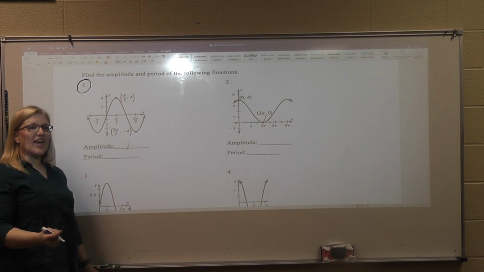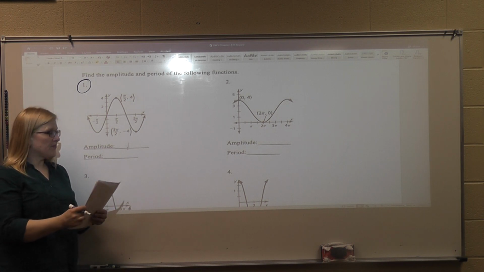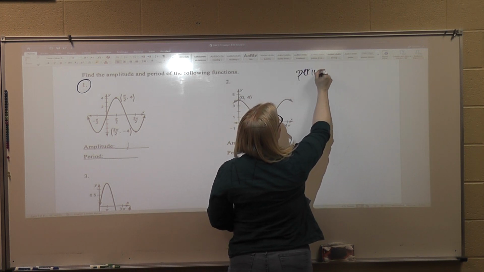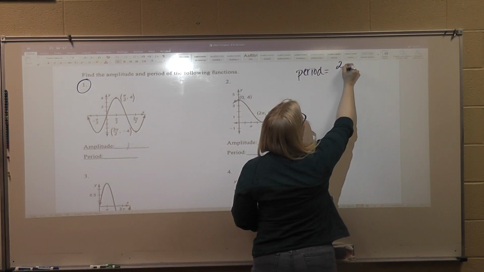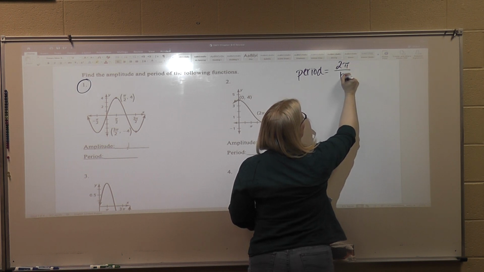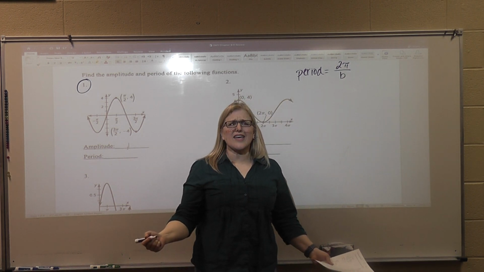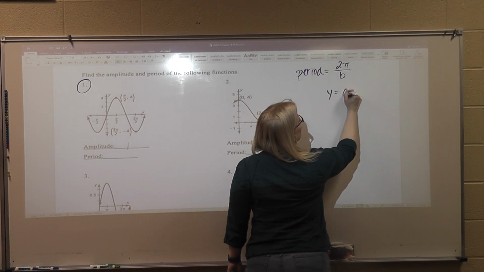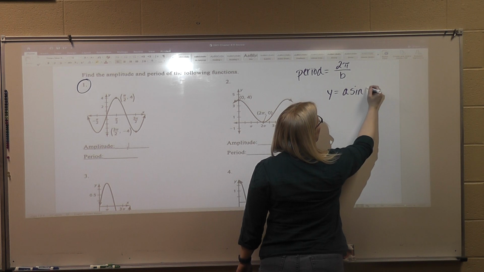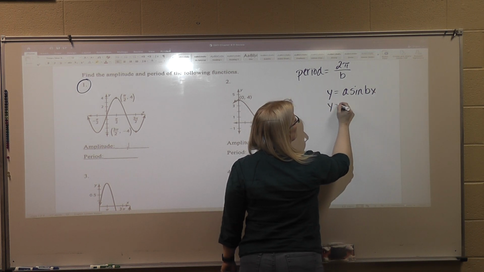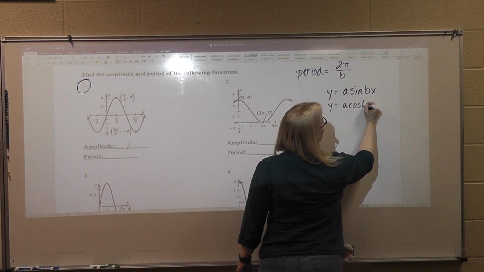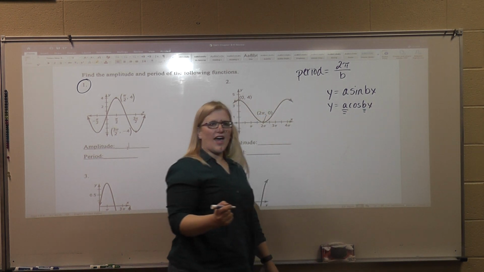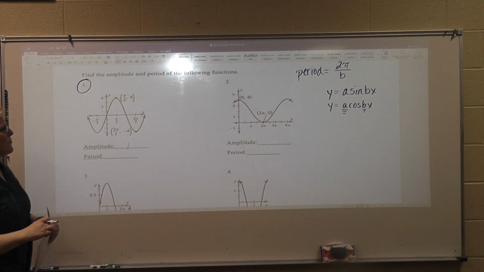Okay, we're supposed to find the amplitude and the period, and what you need to remember is that the period is 2 pi divided by b. Mrs. Oldham, where the heck is b? I'll show you. We've got the sine function, and we have the cosine function. A is the one out front, B is the one that is next to the x. So let's look at the amplitude.